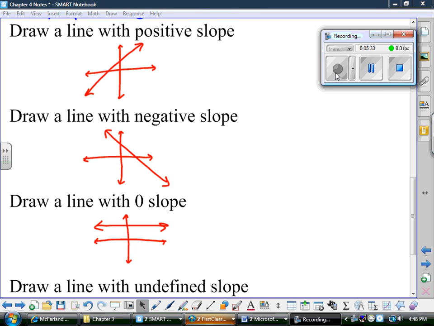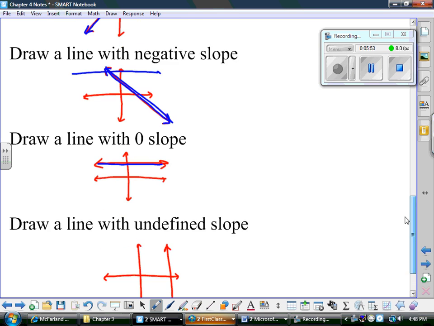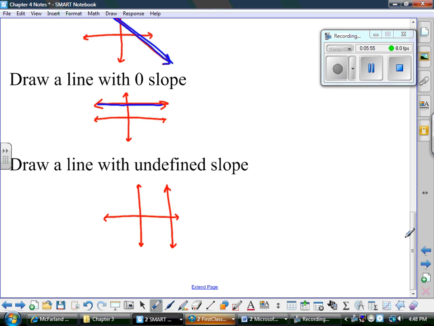Here are answers for you to compare with. A line with positive slope is anything that goes up as you look at it from left to right. So this line has a slope that's positive. The second one has a slope that's negative because as I look at it from left to right, it's going down. 0 slopes are any horizontal line, and undefined slopes are any vertical lines.